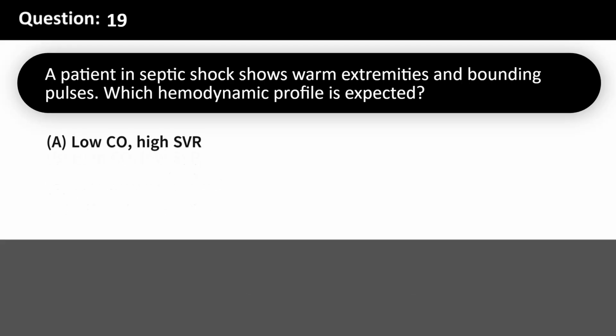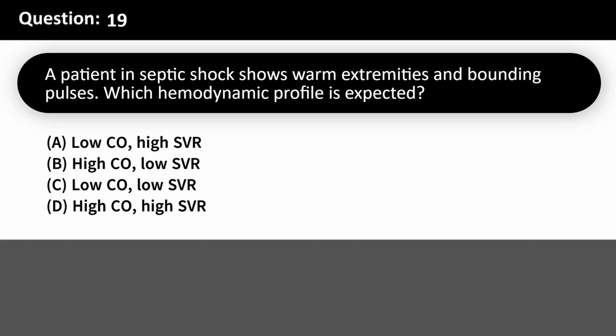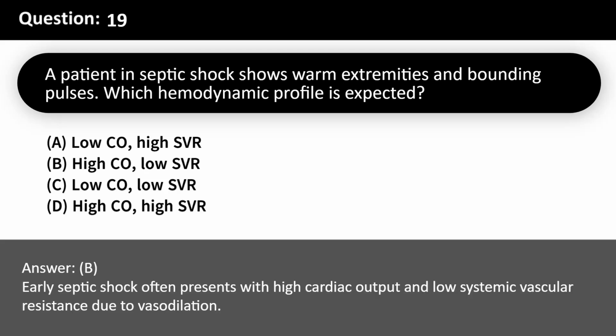A patient in septic shock shows warm extremities and bounding pulses. Which hemodynamic profile is expected? A. Low CO, high SVR. B. High CO, low SVR. C. Low CO, low SVR. D. High CO, high SVR. Answer: B. Early septic shock often presents with high cardiac output and low systemic vascular resistance due to vasodilation.